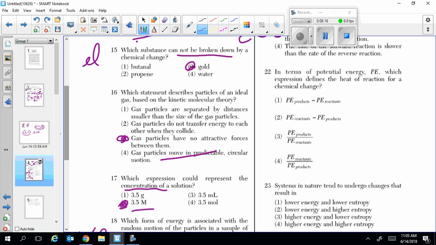Next one. In terms of potential energy, which expression describes the heat of the reaction? So delta H is always equal to the product energy minus the reactant energy. So products minus reactants. There it is.